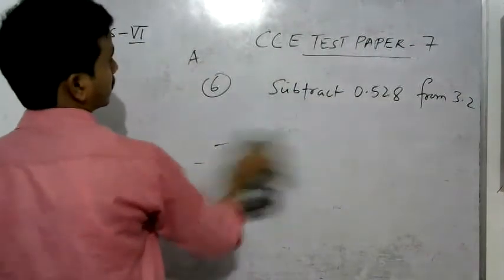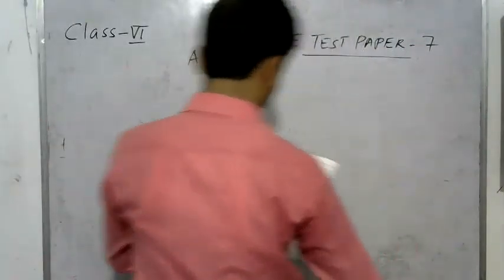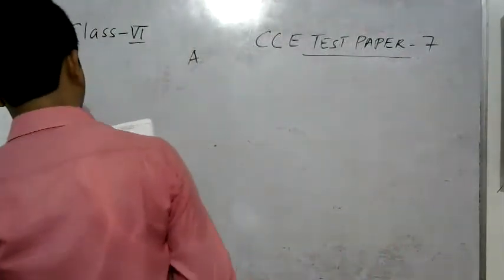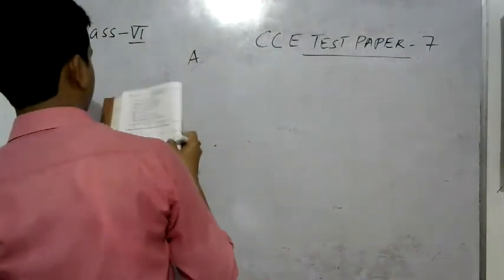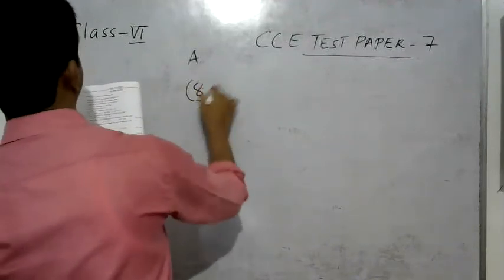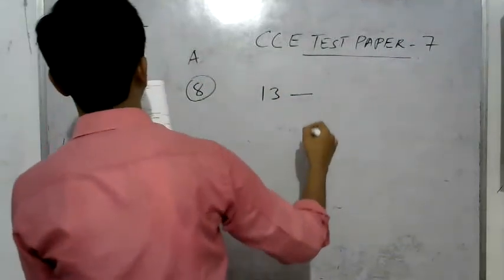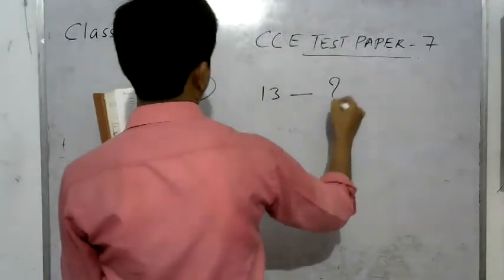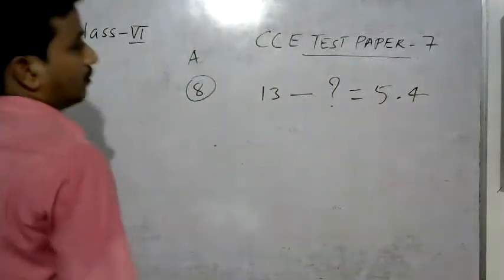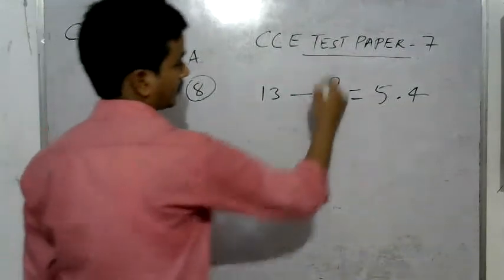Now let's discuss another problem. See question number 8. What must be subtracted from 13 so that we will get 5.4? What should be subtracted from 13 so that we will get 5.4? We don't know.